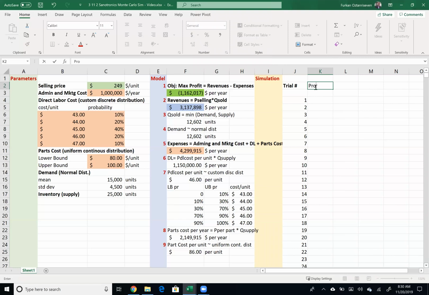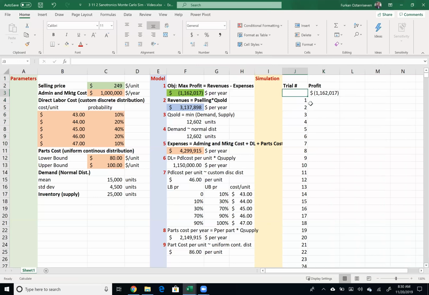Now the second column here is whatever I'm interested in. In this case, I'm interested in profit. So profit is my output. This is my input, which is located in my column, and this is my output. That's why it's a one-way data table, because I have only one input. For the profit calculation, I need to tell Excel how to calculate it, which is right here. This cell knows how to calculate, so I can reference it here.